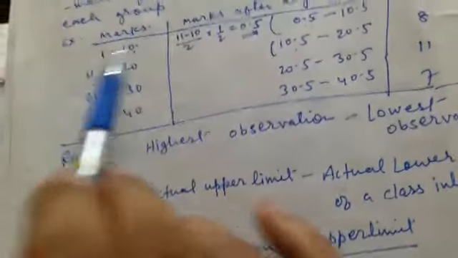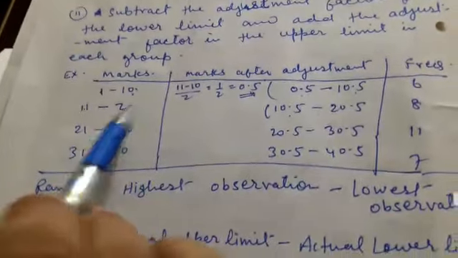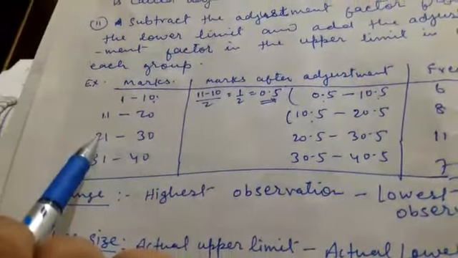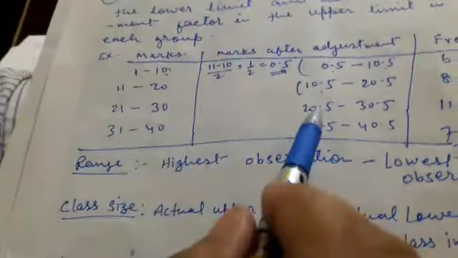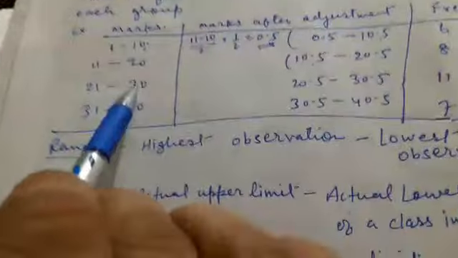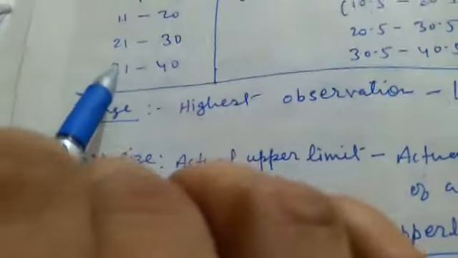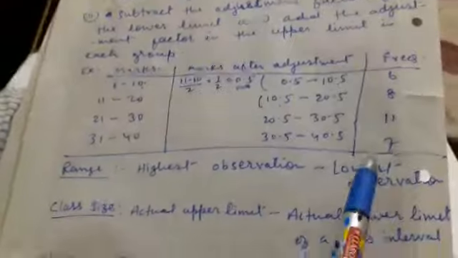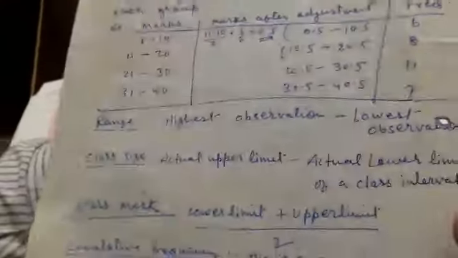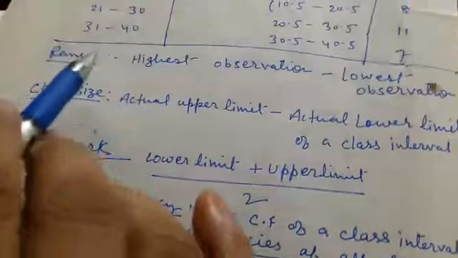Again we have to subtract 0.5 from 11, that is equal to 10.5, and add 0.5 to 20, that is equal to 20.5. Similarly, subtract 0.5 from 21, it will be 20.5, and add 0.5 to 30, it will be 30.5. And again subtract 0.5 from 31, it will be 30.5, and add 0.5 to 40, that is equal to 40.5. And the frequency will remain the same; we write it as it is given in the question.